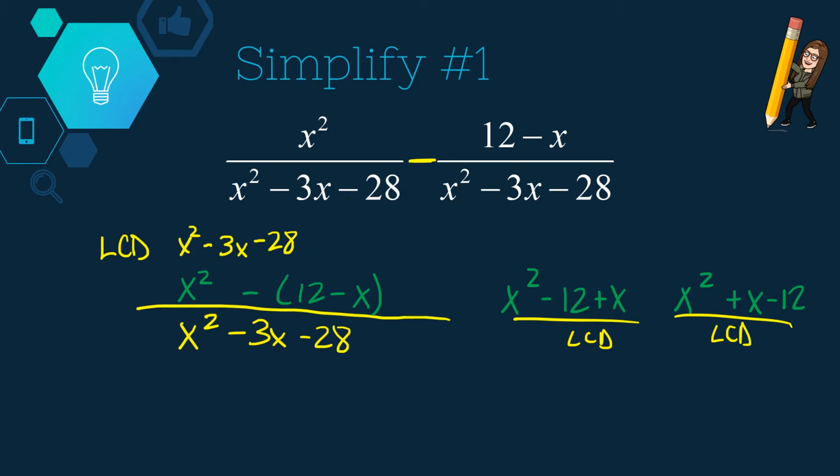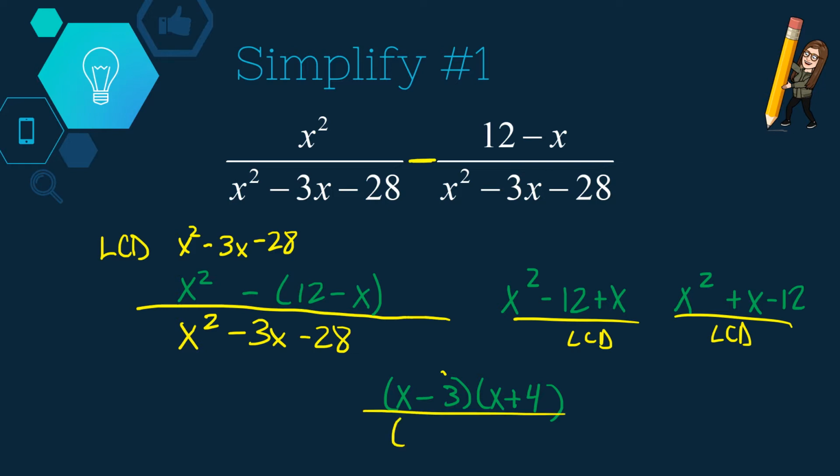Now the last thing I need to do, and this is going to be kind of tough to remember but easy to do because we've been doing it for a while, is I need to see if I can factor. So let's look at that numerator first. I have a constant of 12 and I need a difference of 1. So a 4 and a 3, a positive 4 and a negative 3.